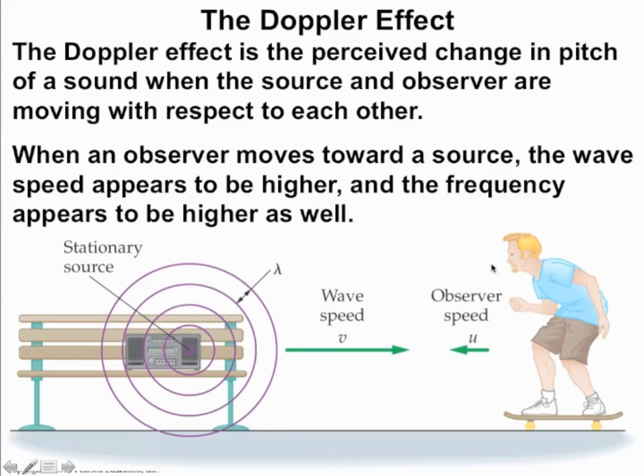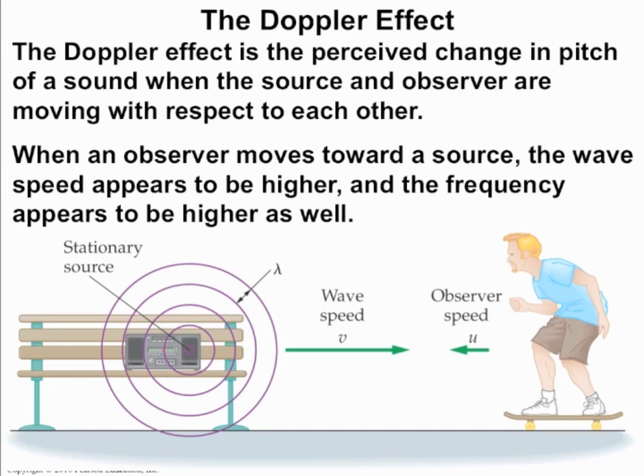The Doppler effect. The Doppler effect is the perceived change in pitch of a sound when the source and observer are moving with respect to each other. When an observer moves toward a source, the wave speed appears to be higher and the frequency appears to be higher as well. All right, so let's look at this example.